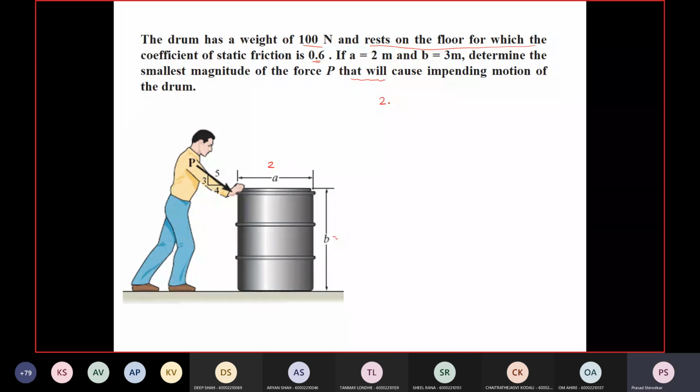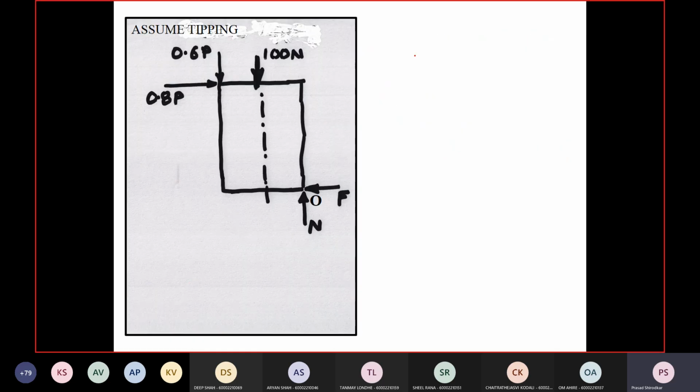So there are two possible cases now. Since the object has dimensions, unlike the earlier cases where we considered a point mass, here two possible cases are there. The first is tipping, which means it will tip over this point. Or it can slip, or slide, commonly called slipping. Just to rhyme it, tipping and slipping. So let's assume tipping.